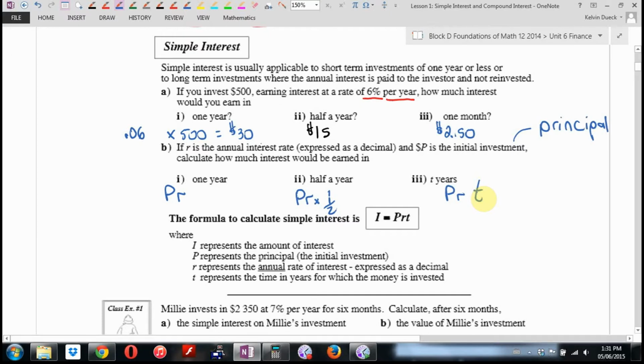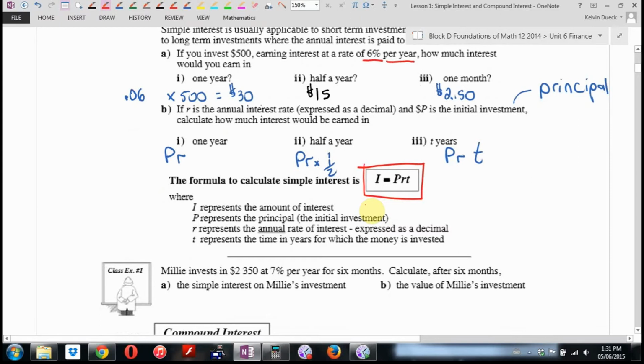And this gives us our simple interest formula. The interest is PRT. I equals PRT. I will give this to you on a test. You won't need to memorize it. But you'll need to memorize what each of these things means.